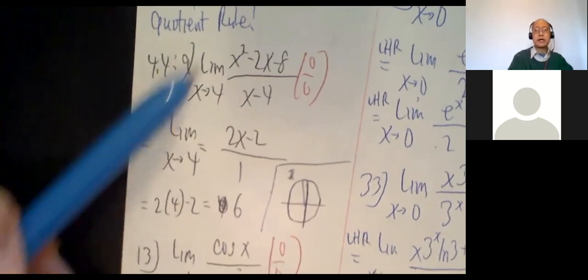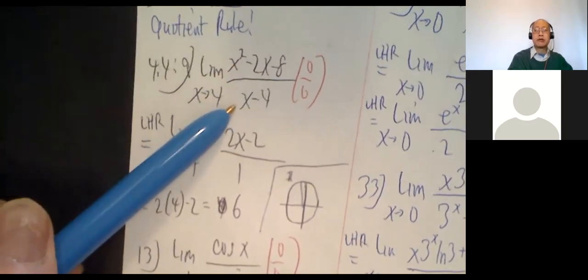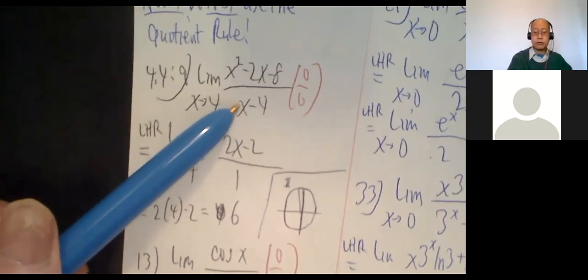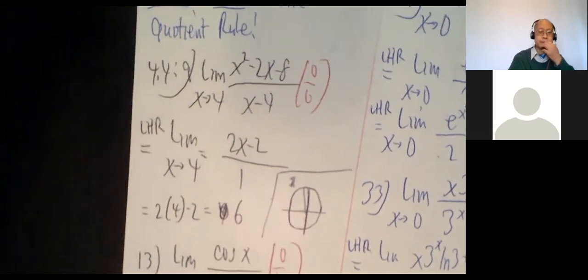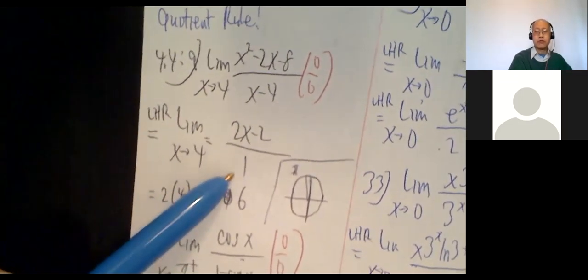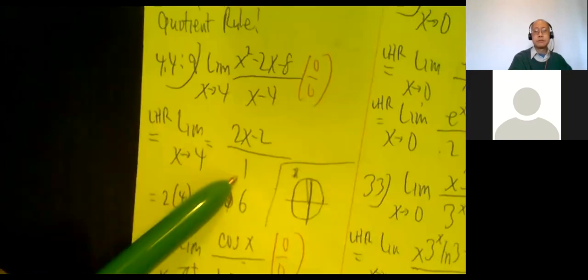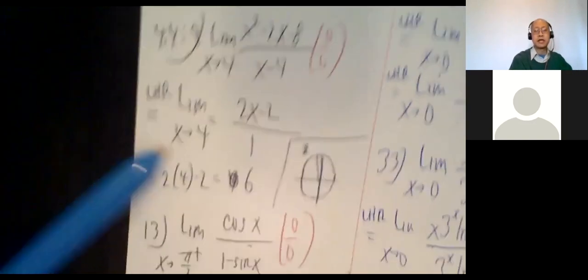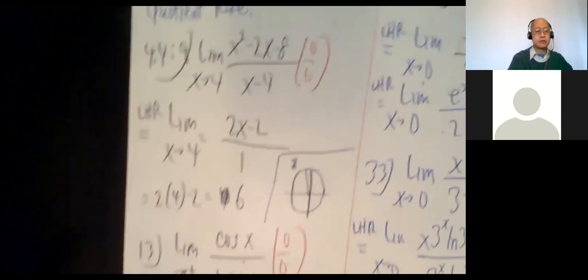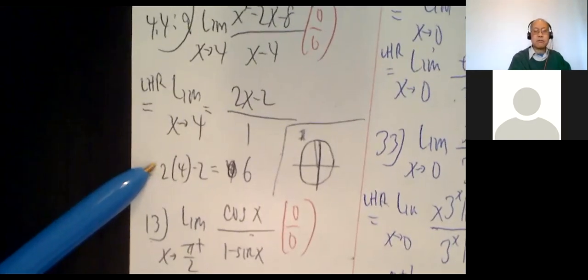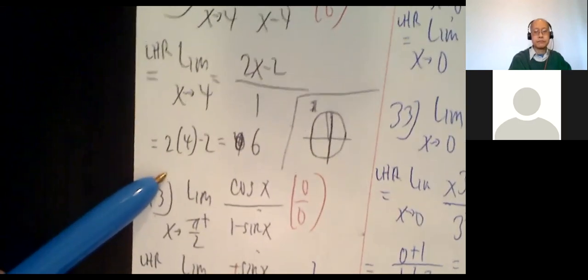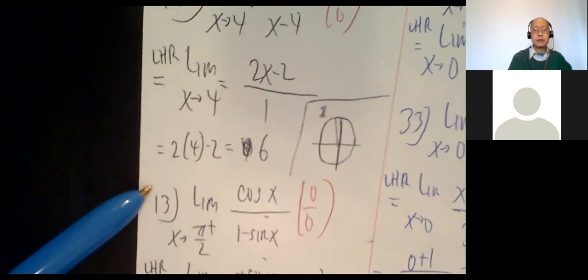So L'Hopital's rule says, take the derivative of the top and the derivative of the bottom. Do not use the quotient rule. Just give me the derivative of the top, 2x minus 2. Derivative of the bottom, 1. Now just plug in, and it's easy. 2 times 4 minus 2, which is 6. Right? Okay. That's the way it works.